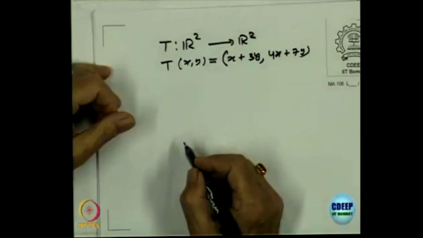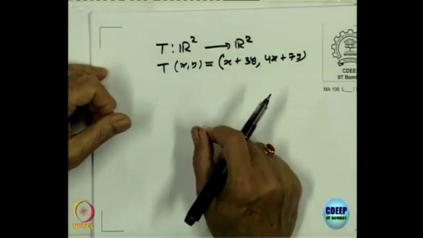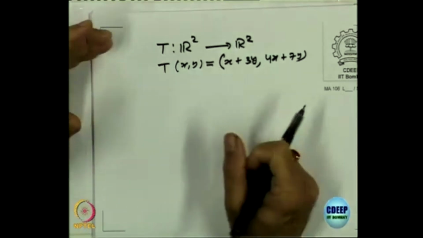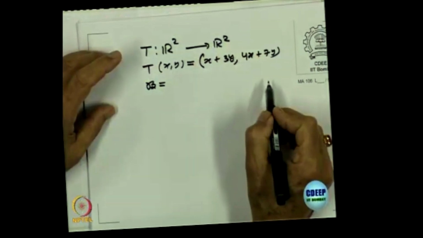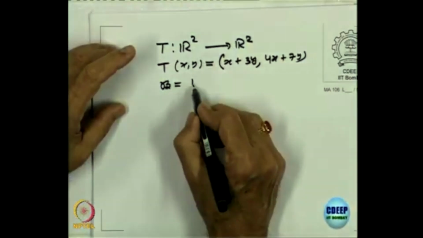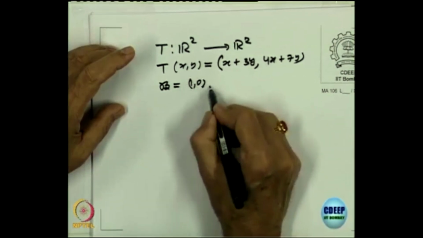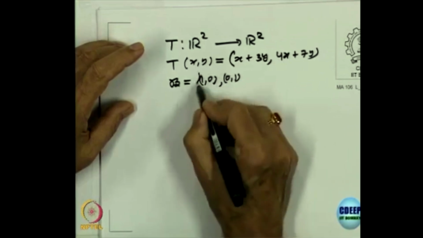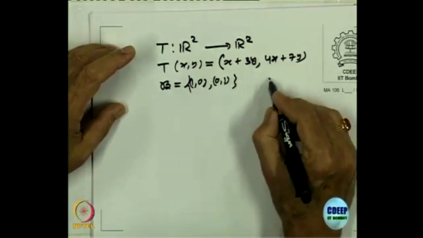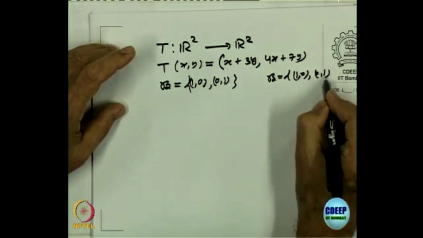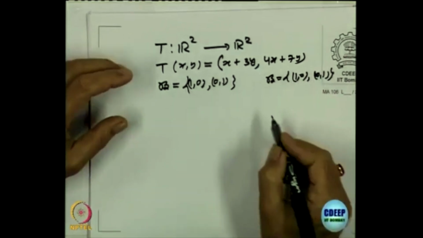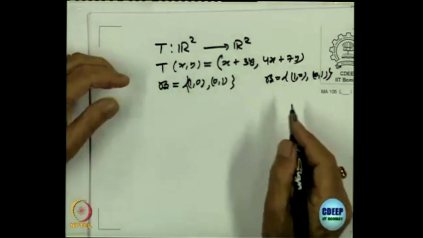Okay. So if I want to compute the matrix, what do I have to know? We have to have a basis on the domain and a basis on the codomain. So for simplicity, let us take the standard basis on both. On the domain, the basis is (1, 0), (0, 1), and the same basis on the codomain. I am just taking this because computation becomes slightly simpler. Otherwise, you have to solve equations and so on.